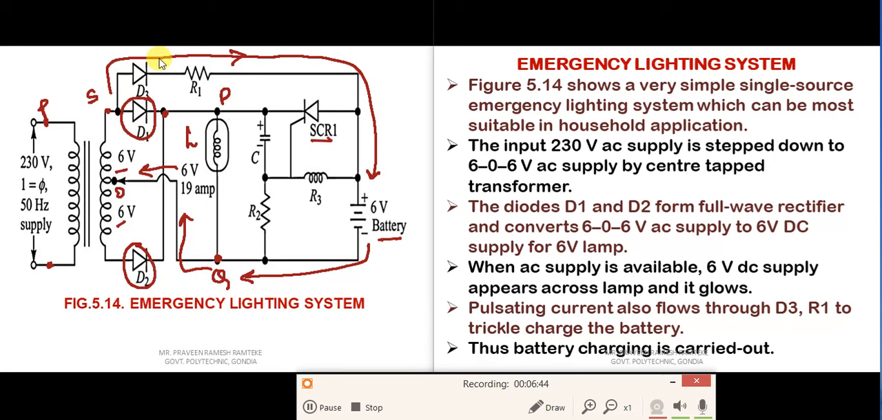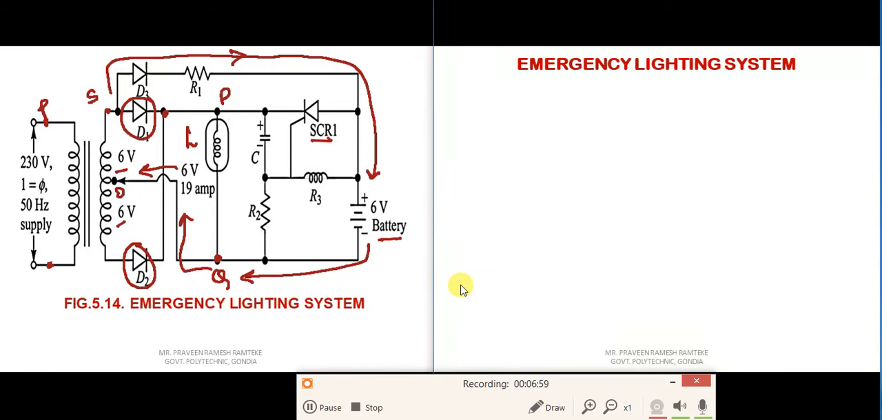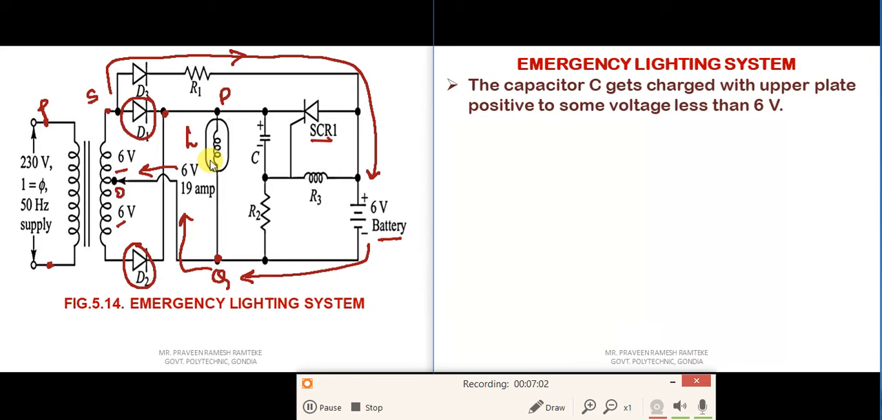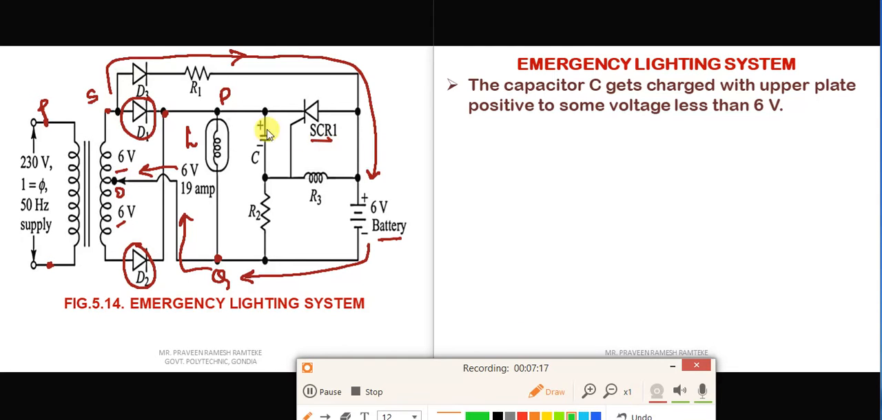As this diode is forward biased for the positive half cycles only, this battery will be charging slowly. Now, when the battery is charging, at the same time, the DC voltage is appearing across this capacitor. How is the DC voltage appearing? During the positive cycle, the diode D3 is forward biased, so the voltage will turn on the lamp.